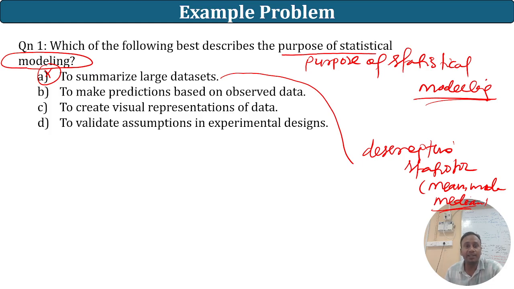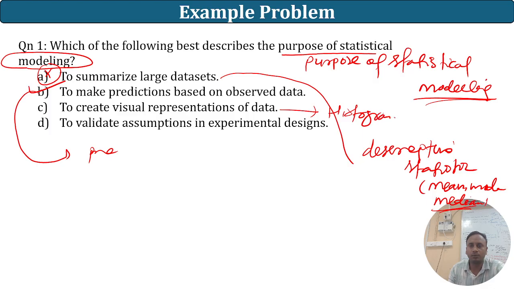To make the prediction based on the observed data. So statistical modeling is actually for making predictions. Yeah, this option is correct. What about creating a visual representation of the data? No, it's just a part of visual tools like histograms and so on. It's something we do after the statistical modeling, not the purpose of statistical modeling. That's additional work for better presentation of the test we have done.